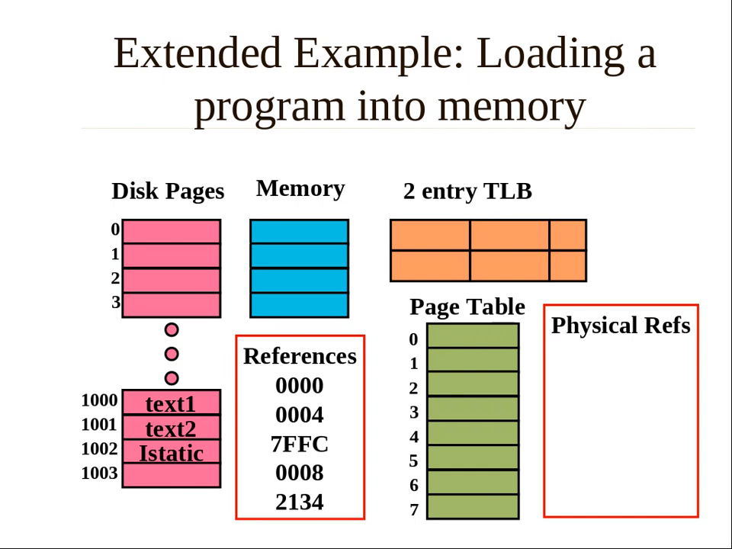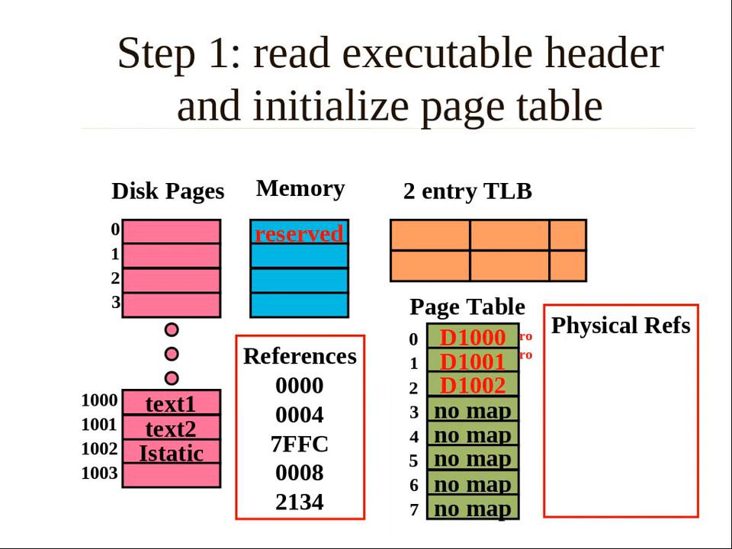So let's do a full example, because I think a lot of this has gotten very confusing. This example does not have the data cache, but it does have a TLB and the page table. So step one, we want to read the executable header of our program. And our program looks like this over here: text, and maybe some static data.